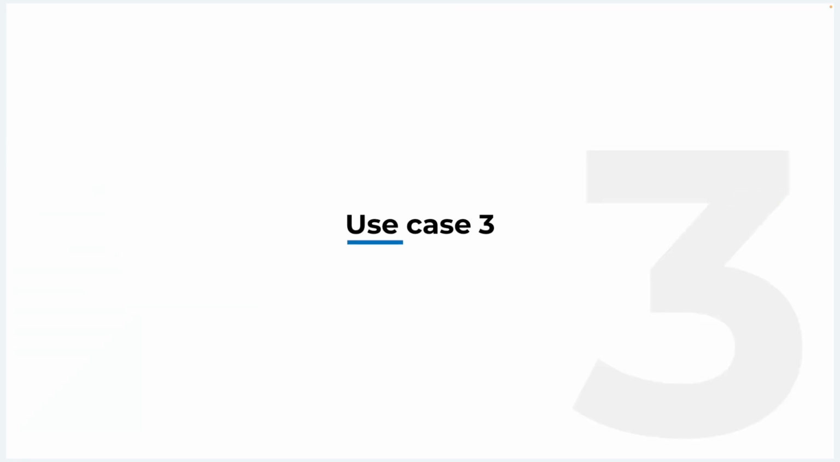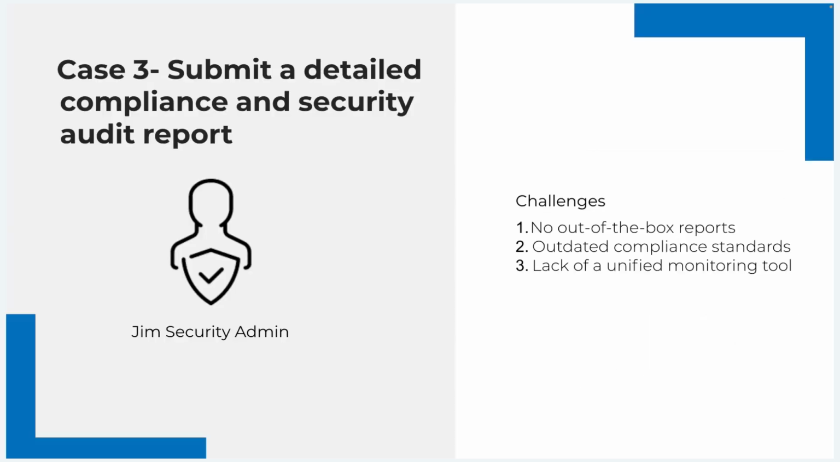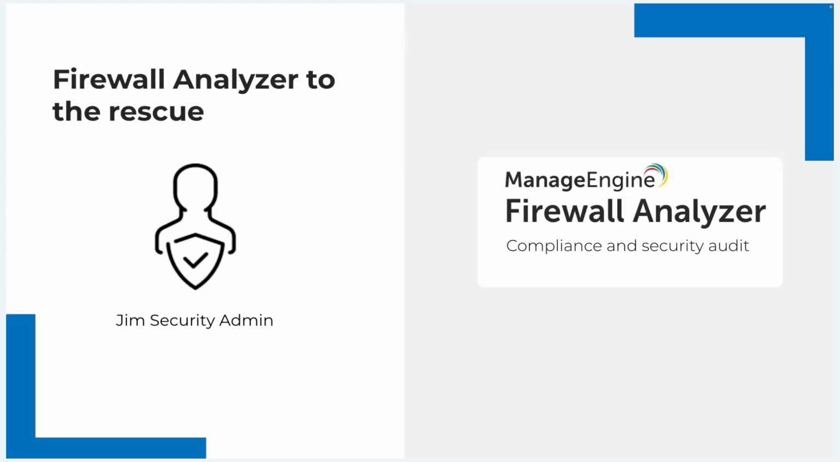Moving on to the third use case, Jim's company needs to be compliant with multiple security standards, but they are falling short with a lot of them. This has affected them so much that they've started losing customers since their compliance is not up to date. For this very purpose, Jim has been assigned the task to submit a detailed compliance report and a security audit report. So let us take a look at how Jim utilizes the compliance and security audit section of Firewall Analyzer to resolve this issue.